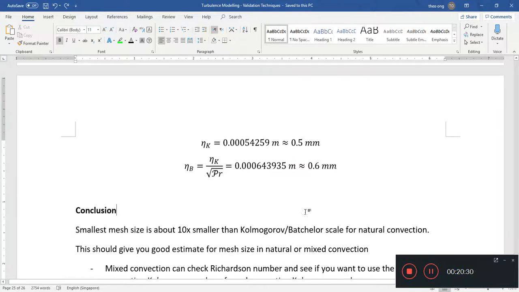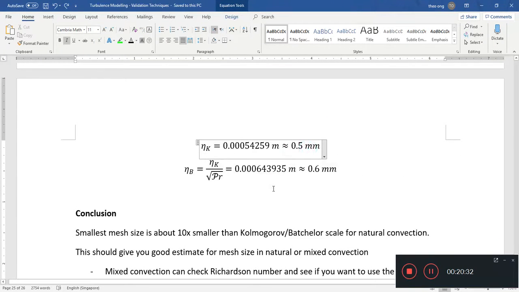It's pretty good, and that actually should give you a proper DNS simulation if you need a DNS, direct numerical simulation. Or else, of course, you scale it properly. You want your Kolmogorov scale, you times 10, you get LES grid. You times 100, you should get the finest Rayleigh number grid. So that's all we are doing here. It should be pretty straightforward after this.